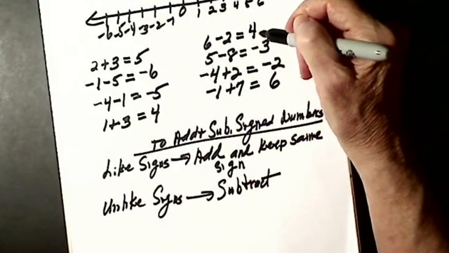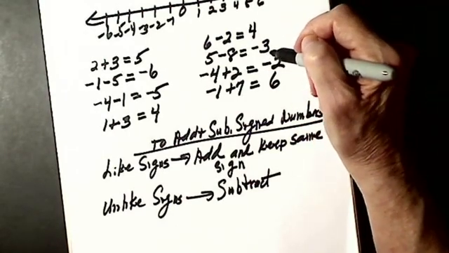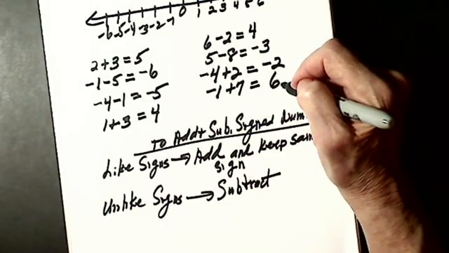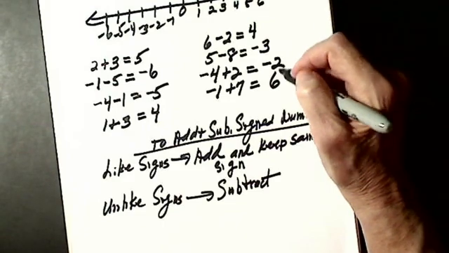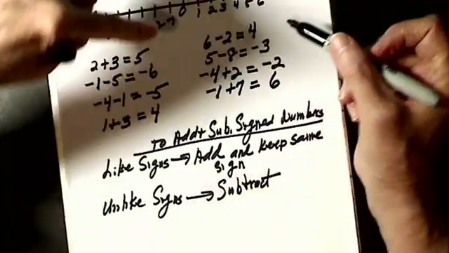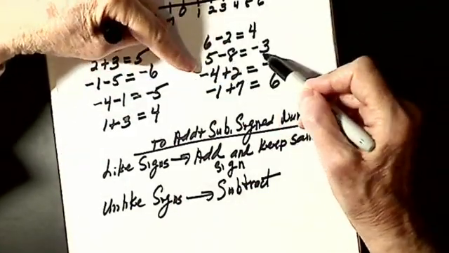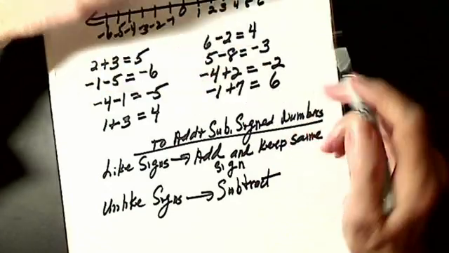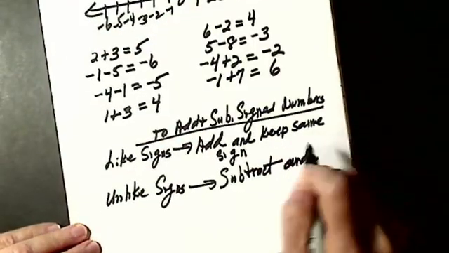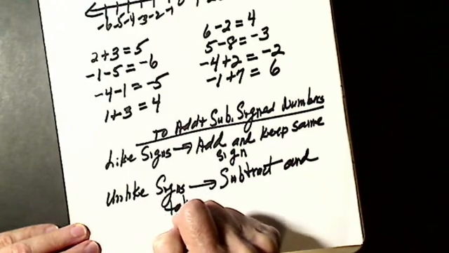Here I got a plus. Here I got a minus. Here I got a minus. Here I got a plus. So what I did is I took the sign of the larger digit. In other words, I took the sign of the 6, I took the sign of the 8, I took the sign of the 4, I took the sign of the 7. So I subtract and take the sign of the larger.